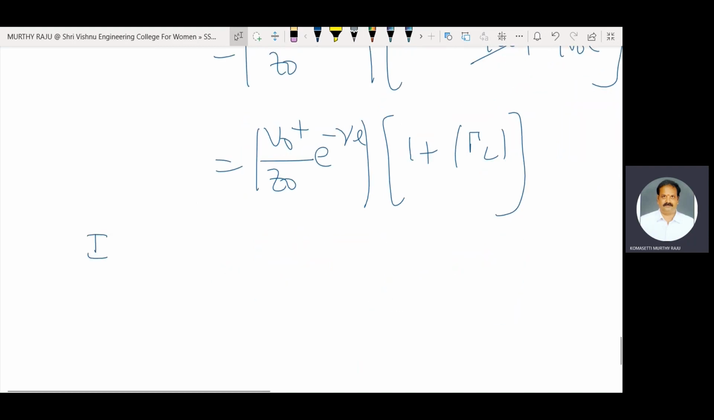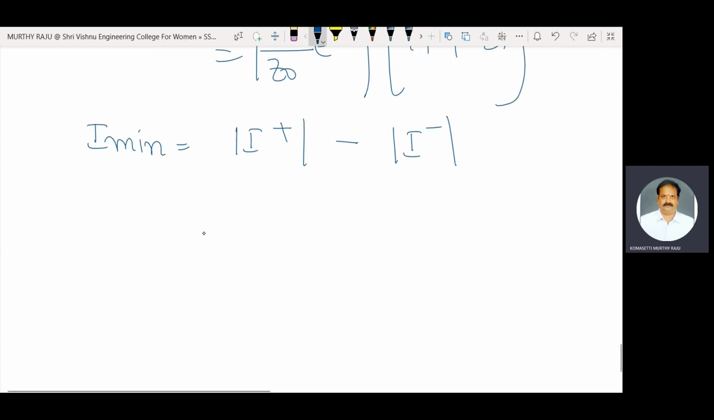Similarly, I minimum is the minimum current observed on the transmission line when the incident and reflected current waves add in opposite phase. That is mod I plus and mod I minus. That is mod I plus, common term, times 1 minus mod I minus by mod I plus.